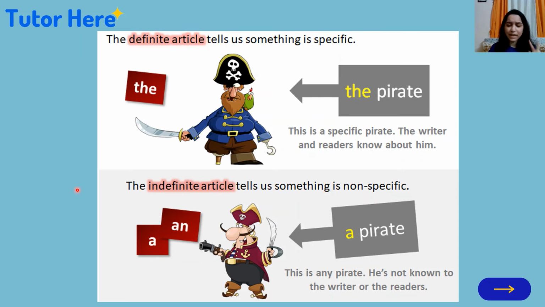So to sum up, there are two different types of articles, definite and indefinite. And we have seen that in definite articles, we use the word the, and in indefinite articles, a or an. Here, we have used the pirate. Why? Because we know about this pirate. This is a specific pirate. Whereas here, we have used a pirate. This can be any pirate. We don't know about him.